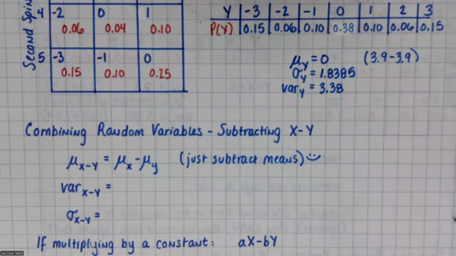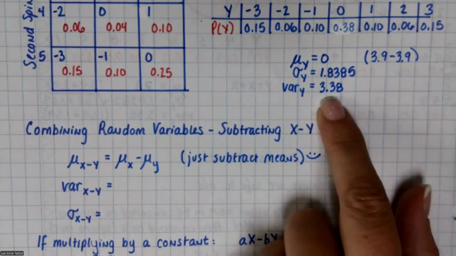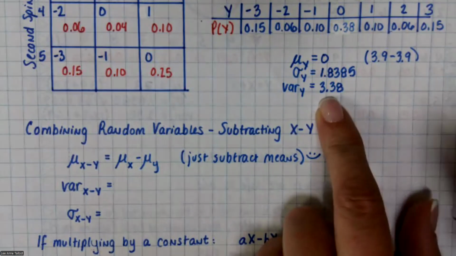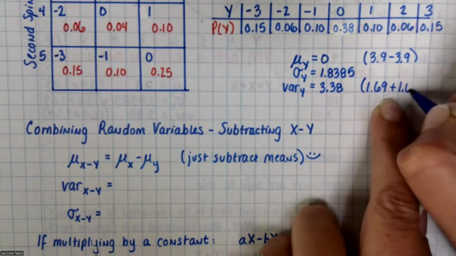I really can't tell you how much I appreciate you bantering around this concept. It's great. It actually makes me extremely happy. Okay. We know this standard deviation and this variance are the same thing as the other one. This one is 1.69 plus 1.69.